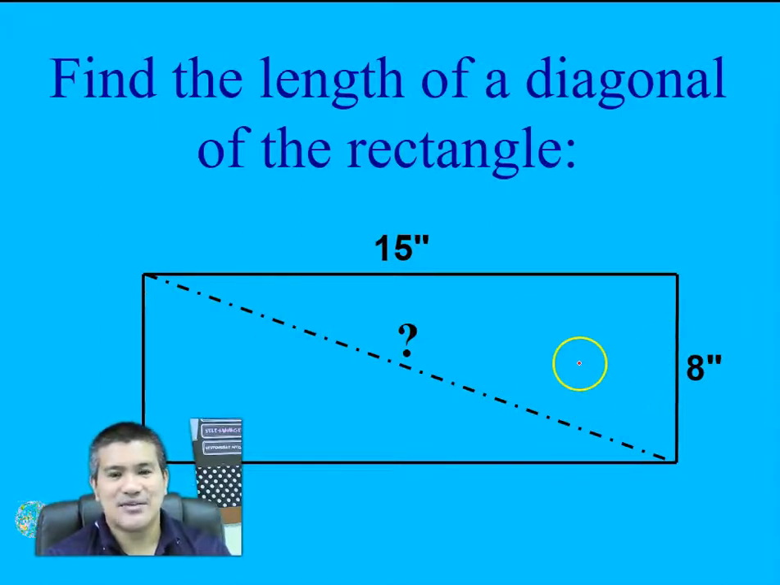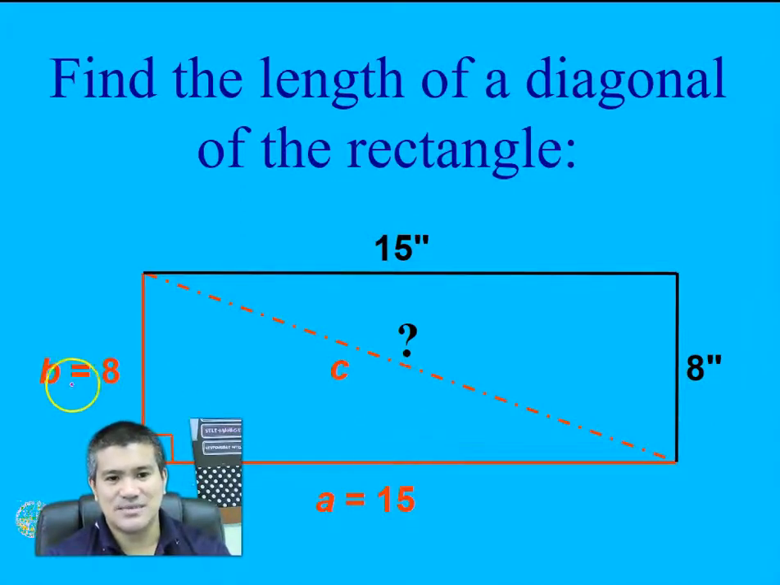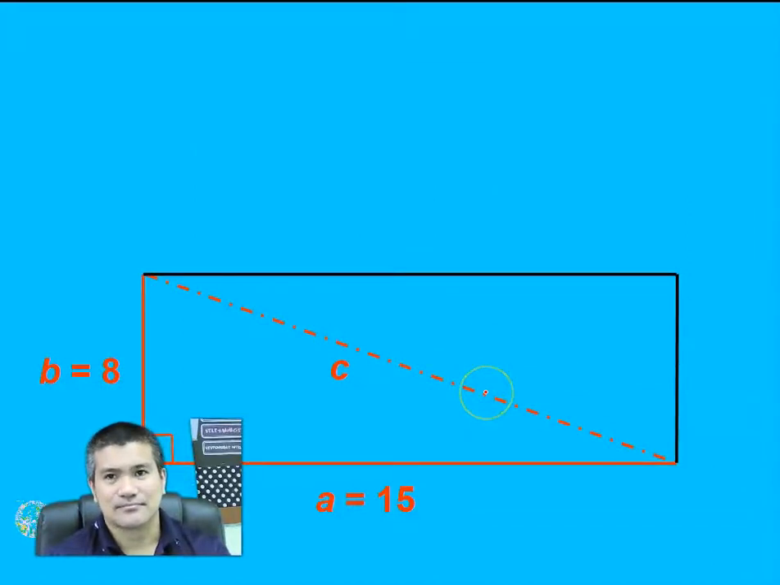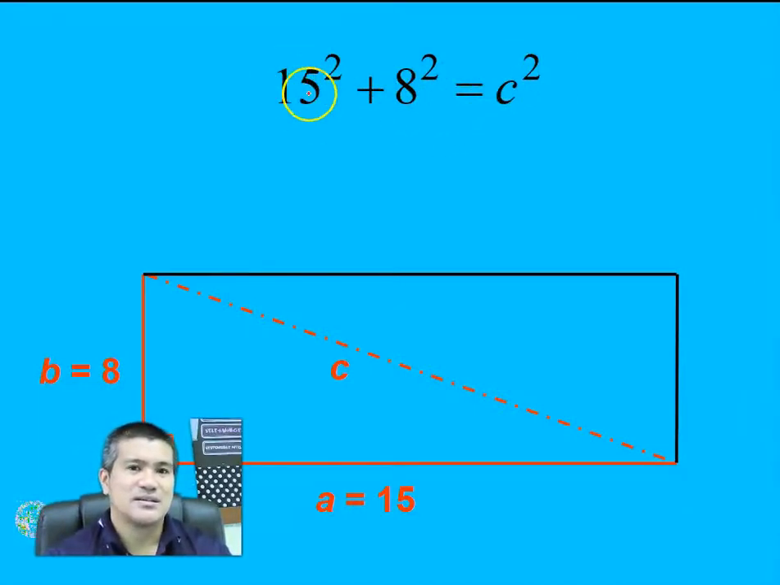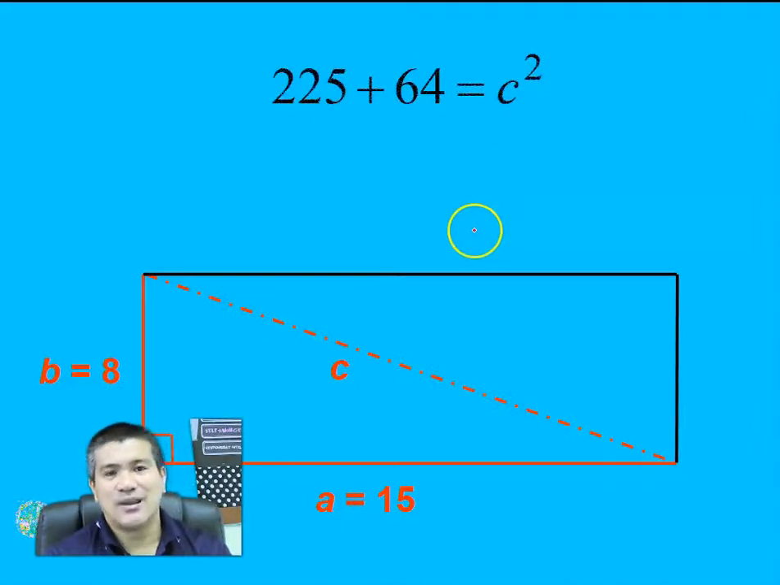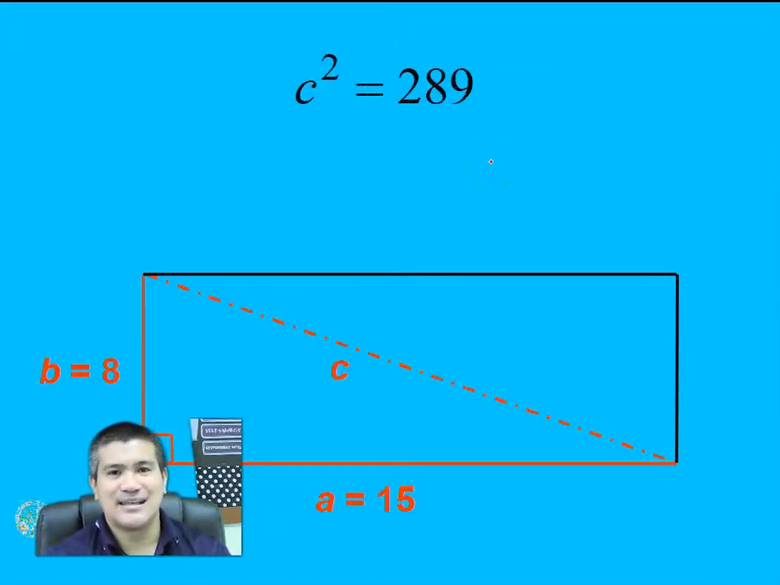Therefore, if it is a rectangle, these two sides are equal. This side and this side are equal. So we can get now b equals 8, a equals 15, and then we are looking for the length c. Therefore you have 15 squared plus 8 squared equals c squared. So 225 plus 64 equals c squared, and then we can get c squared equals 289.